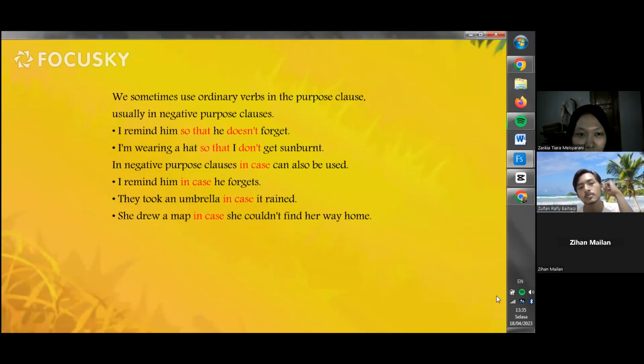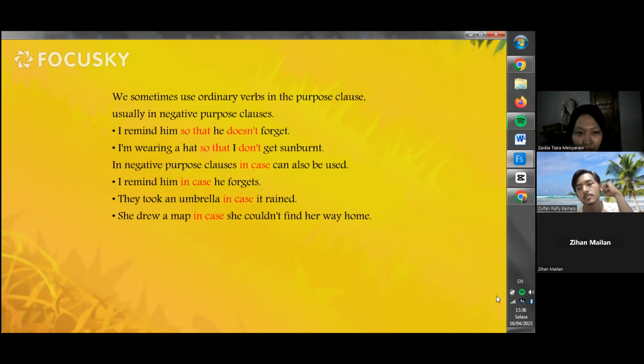We sometimes use ordinary verbs in the purpose clause, usually in negative purpose clauses. For example, I remind him so that he doesn't forget. The next one, I'm wearing a hat so that I don't get sunburned.